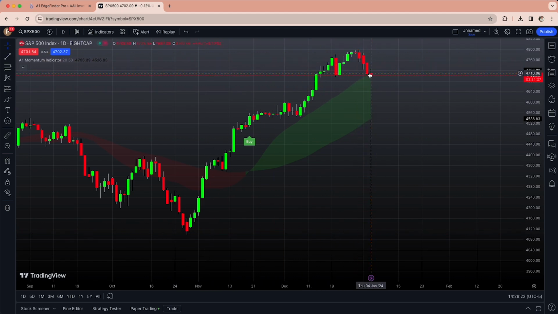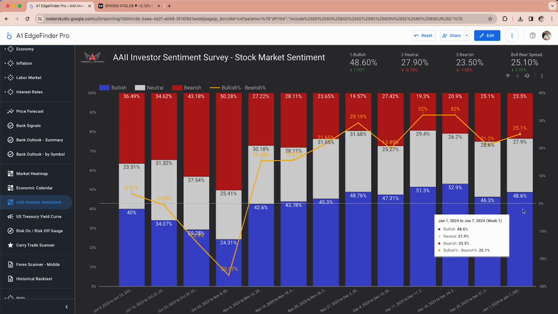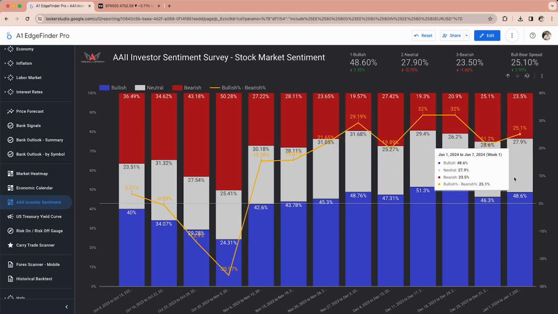We have come down a little bit over the last couple of days. So I'd be interested to see if next week, when we get new data from the AAII Investor Sentiment Survey, if they're starting to lean a little bit bearish or at least less bullish on the stock market. But yeah, we have more indicators coming soon, so keep an eye out on that.